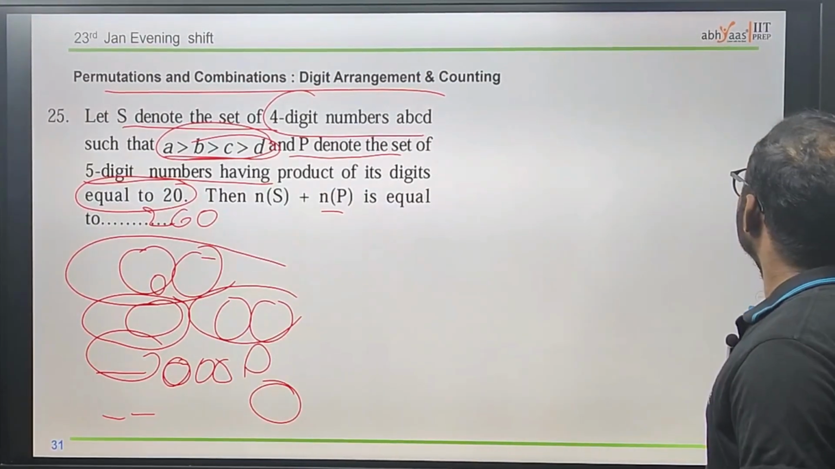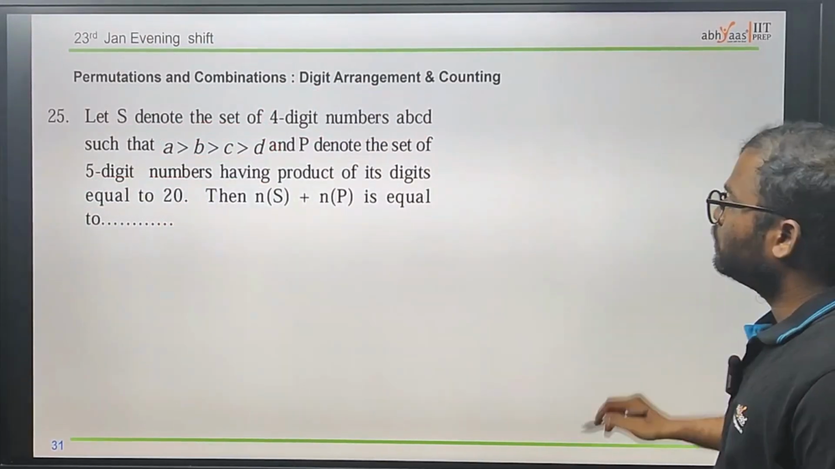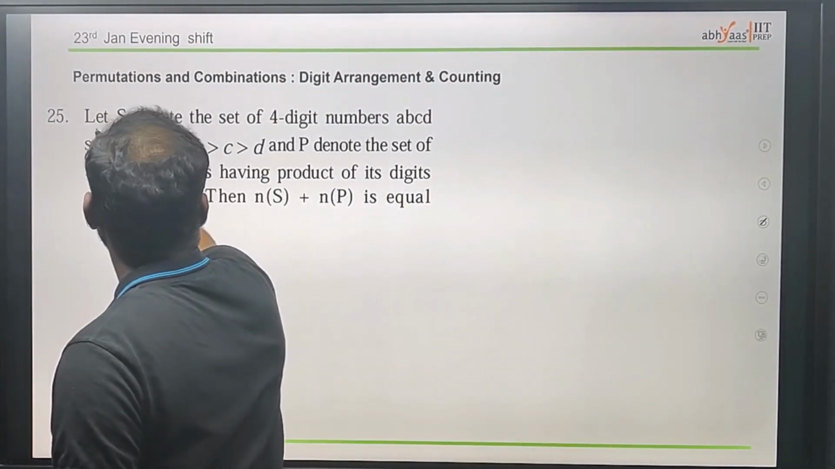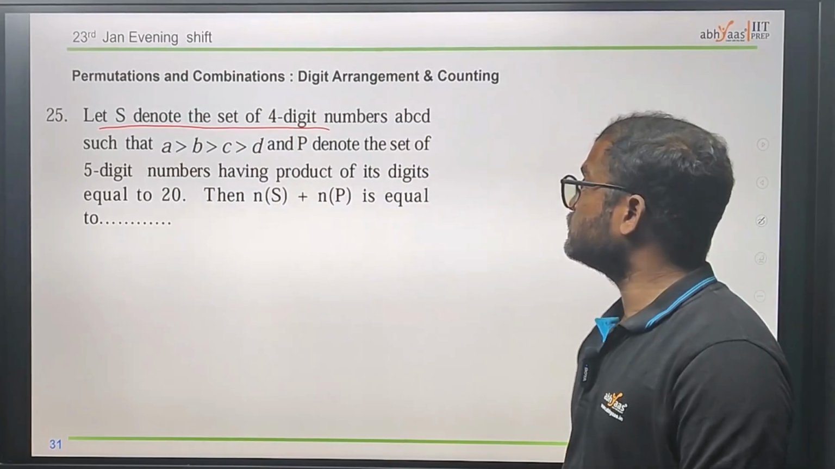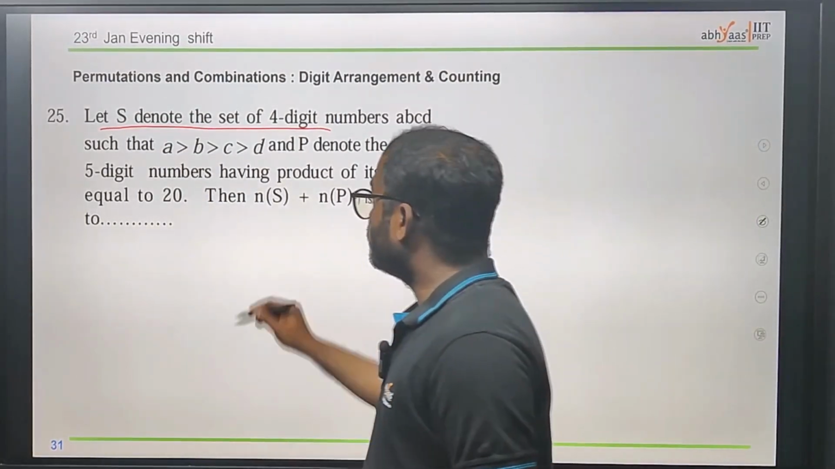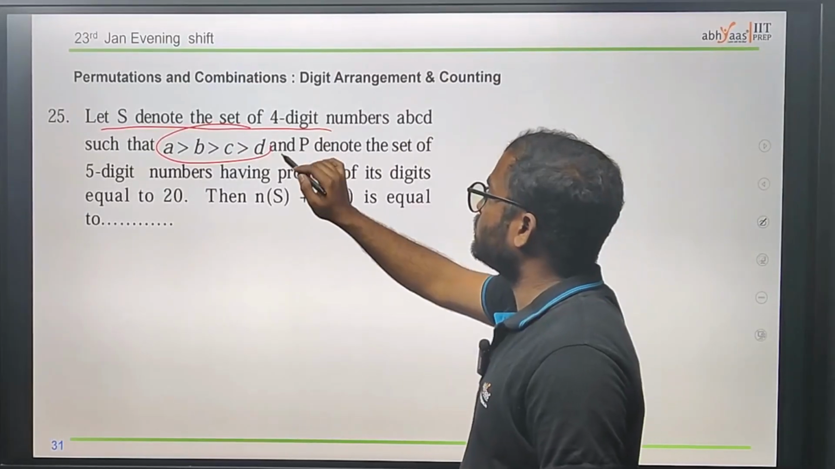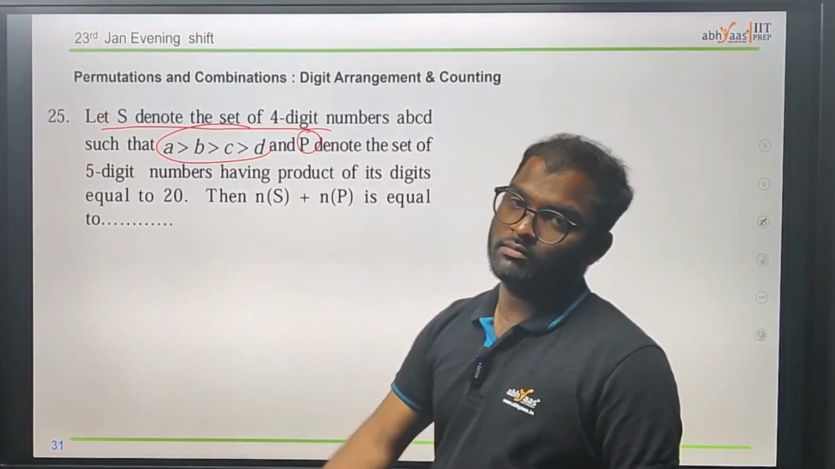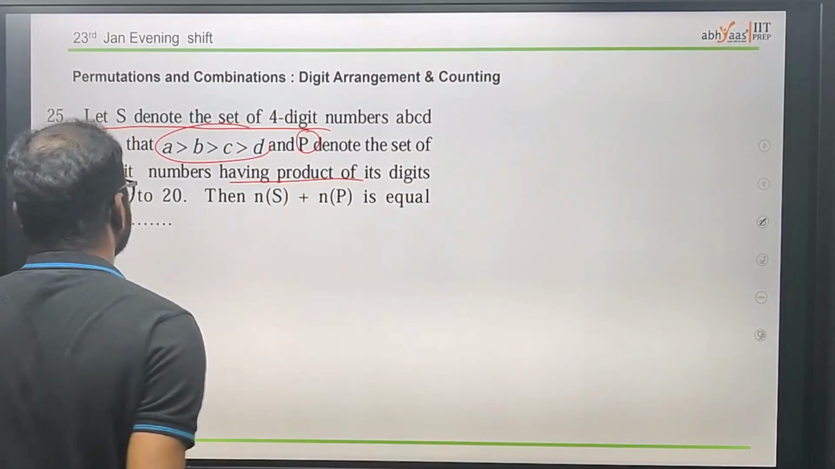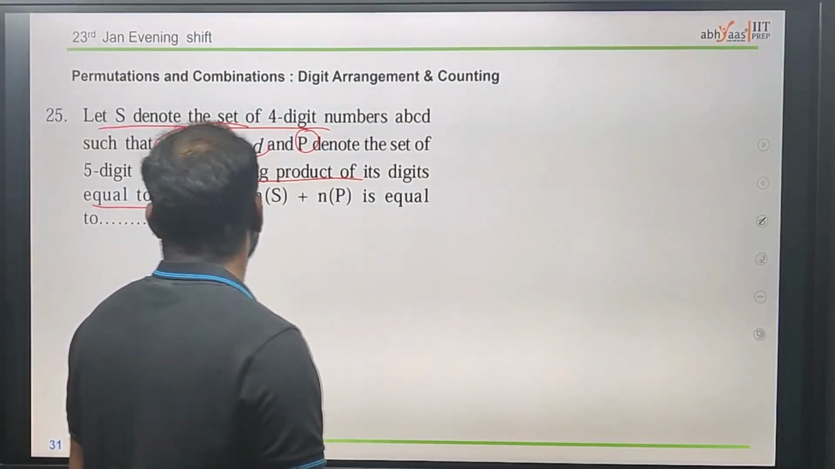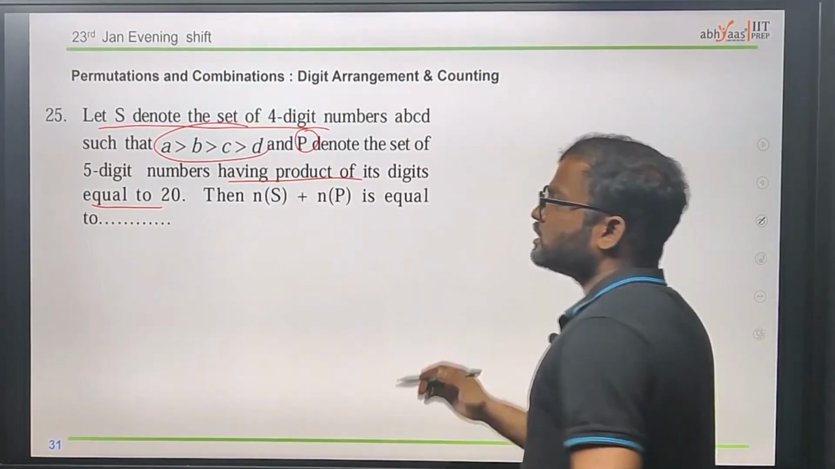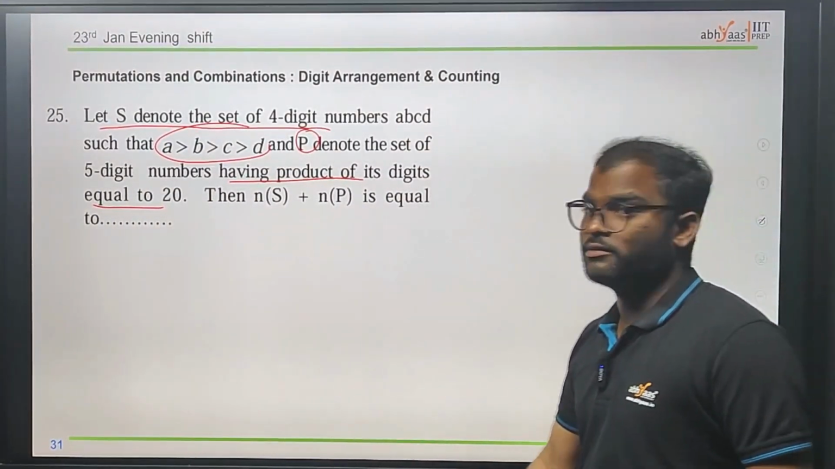Now the next question is on the basis of permutations and combinations. They are saying that S is the set of 4-digit numbers ABCD with increasing order, and P denotes the set of 5-digit numbers having the product of digits equal to 20. What is the number of elements present in S and the number of elements present in P?